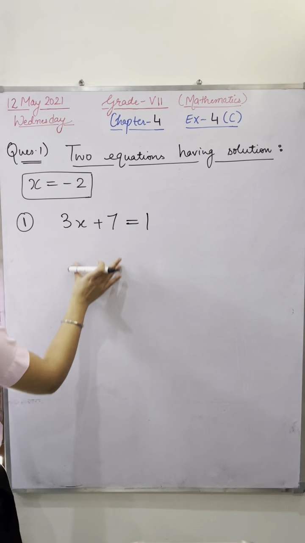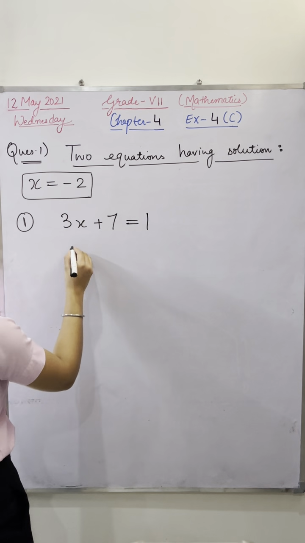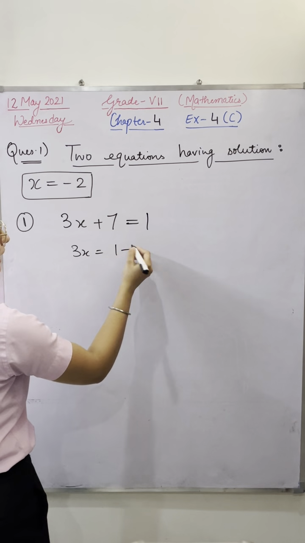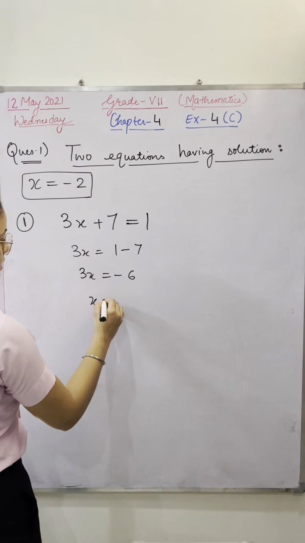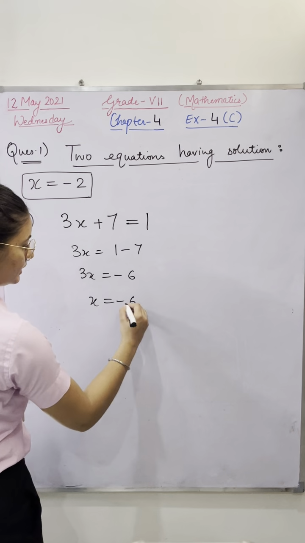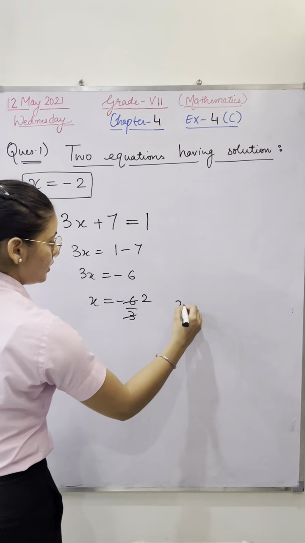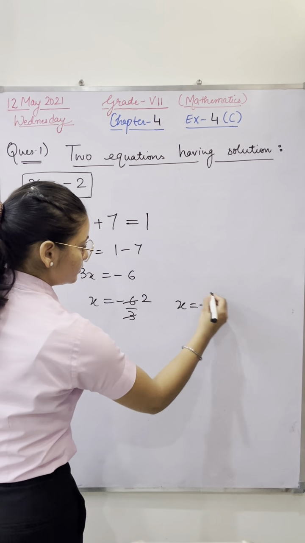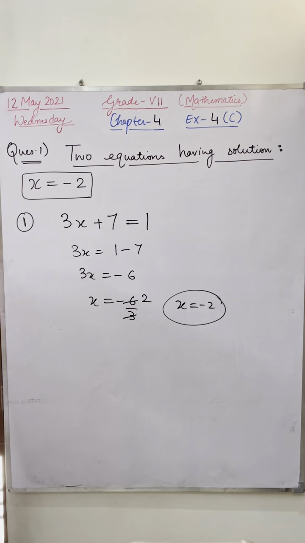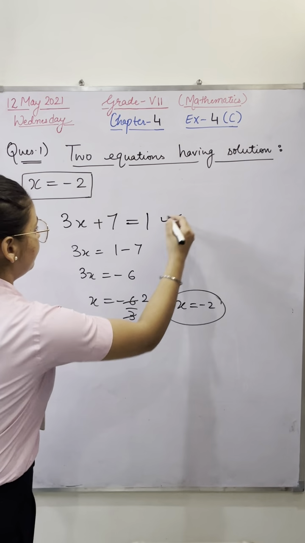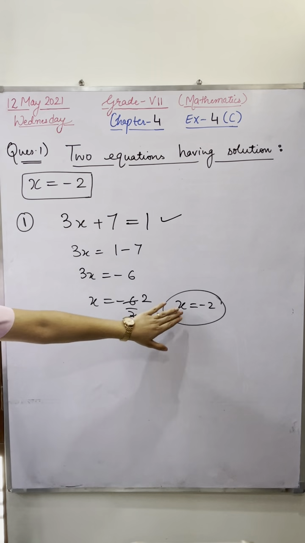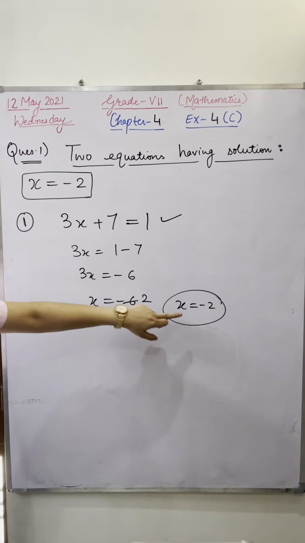If you solve the equation, 3x is equal to 1 minus 7. 3x is equal to minus 6. x is equal to minus 6 upon 3. Cancel it, it will be 2. So x is equal to minus 2. Right? So I have written this equation. If I solve this equation, my answer will be x is equal to minus 2.